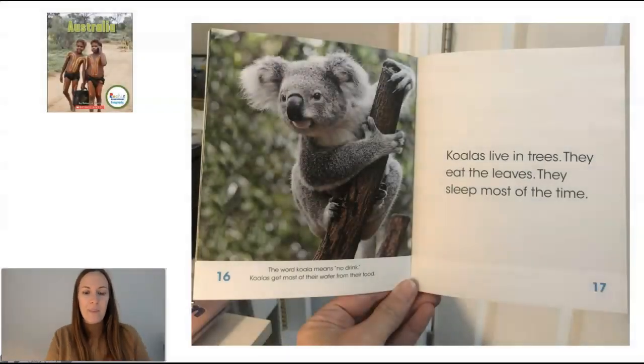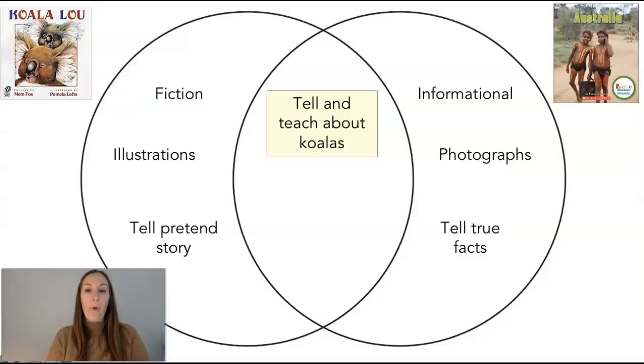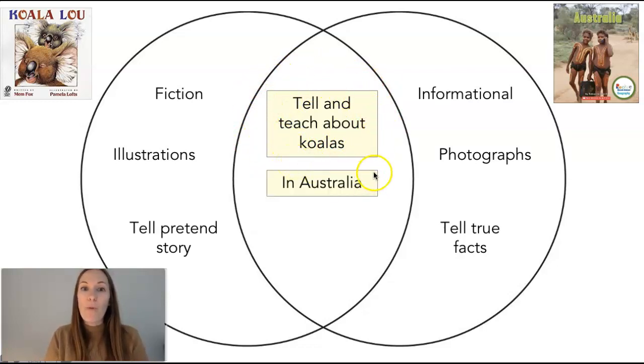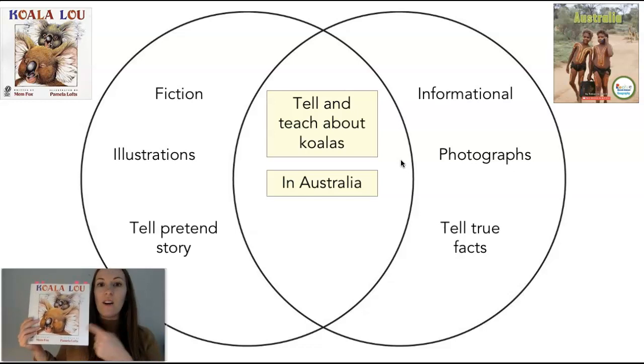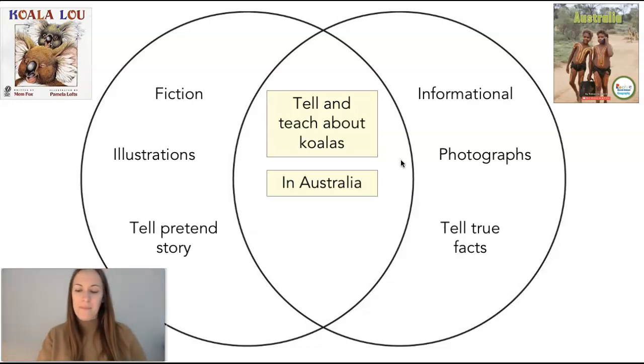Okay, so let's go back to our Venn diagram. Both books tell and teach about koalas. That's in the middle of the Venn diagram because it tells what is the same. Both books take place in Australia. I know this book, Koala, is in Australia because koalas don't live in any other continent. So I know this is in Australia.